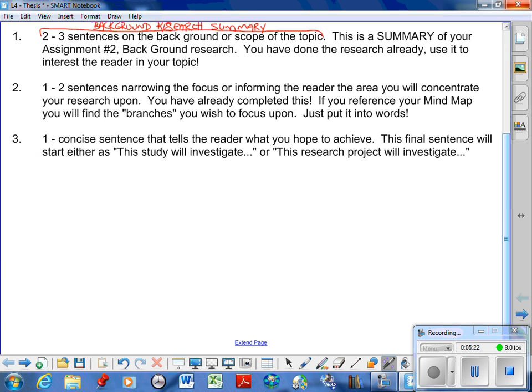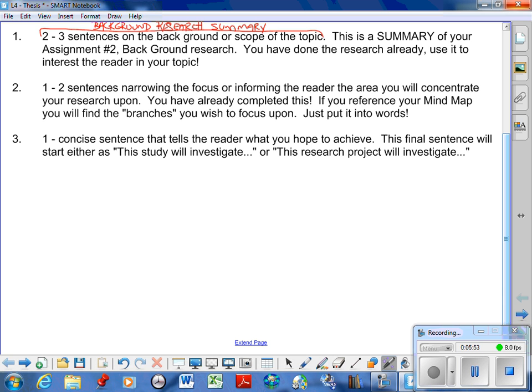Finally, I want one concise sentence at the end of your thesis, and it's going to tell the reader what you hope to achieve. Okay? And this final sentence will say, and I don't really expect creativity here, it will say, this study will investigate, or this research project will investigate the correlation between musical ability and academic ability. Or this study will investigate the dependency of teenage students and their cell phones.